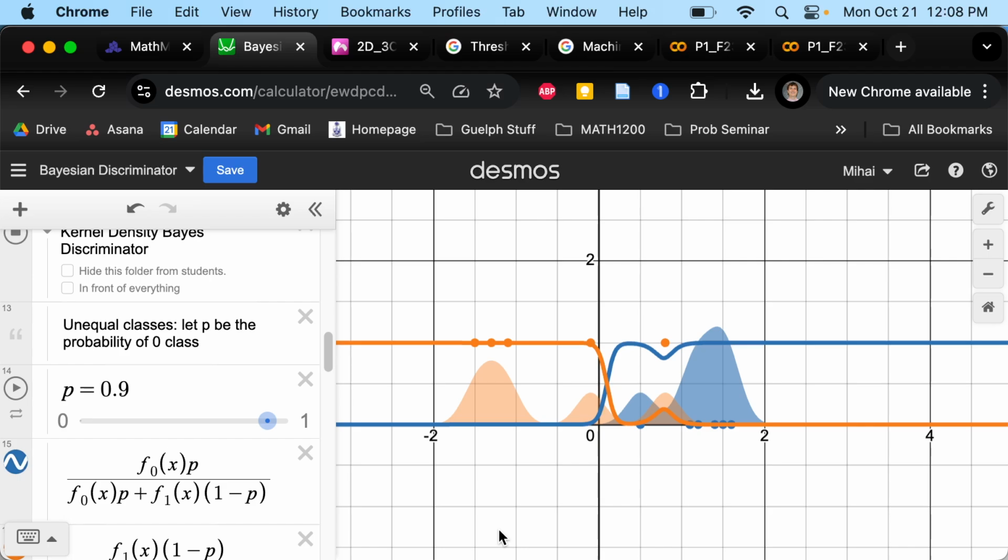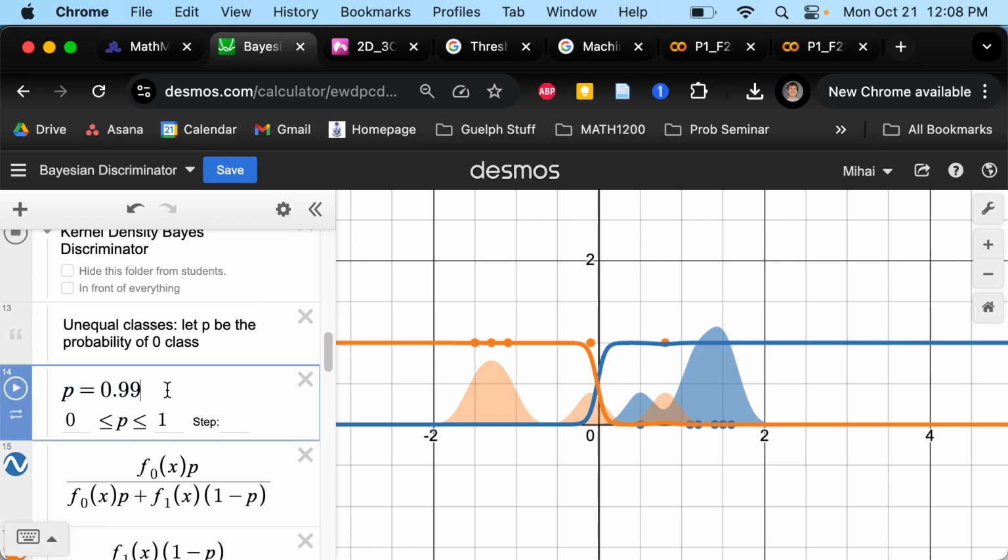So now we need a lot of evidence before we classify something as orange. And you can make that even higher, maybe 99%. Now I'm saying it really has to be way over here for me to say it's orange. Even if you get a point over here, it's probably a blue point just because there are so many more blue points. And that's a nice thing about these Bayesian methods. You can incorporate this prior probability to make it do what you want.